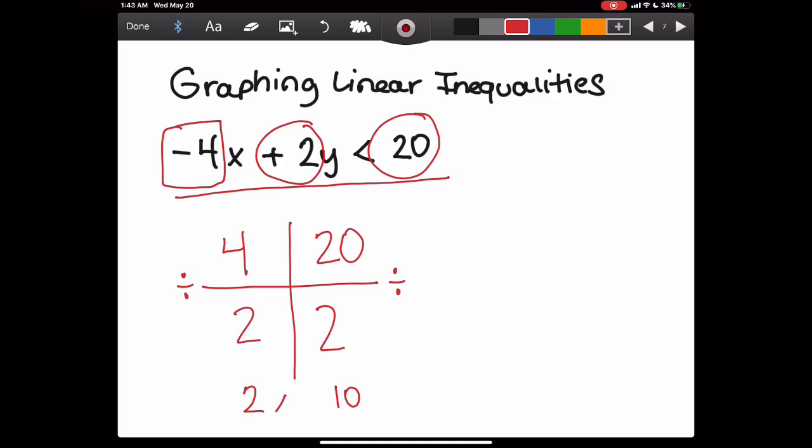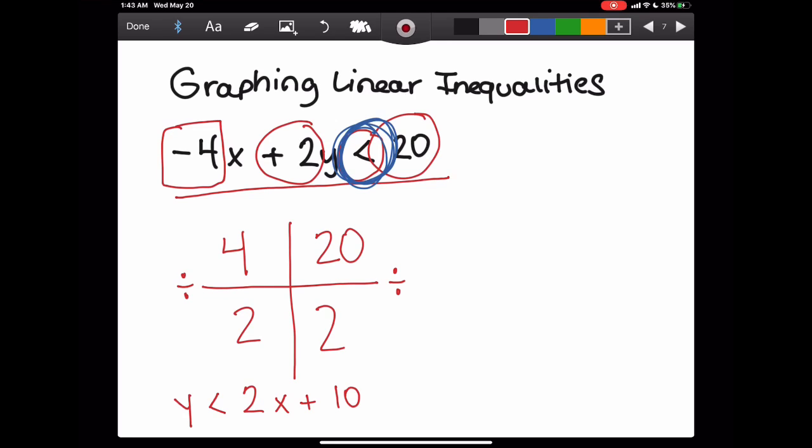Remember, you're going to put x behind your slope, y. You're going to keep this symbol, whatever symbol you had in your original problem. The only time that you would not keep that symbol is if you divide by a negative number. But if you do not divide by a negative number, keep that exact symbol. So we have y is less than 2x plus 10.